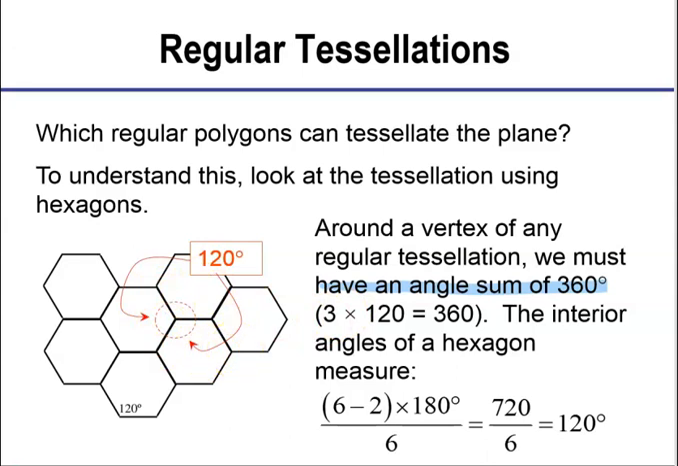You remember how to calculate the interior angles of a hexagon? It's the number of sides, which is 6 for a hexagon, n minus 2, times 180, and then divided by n. That's the formula for finding interior angles of a regular polygon. So again, 120 degrees. If we fit 3 of them together, that fills the plane.